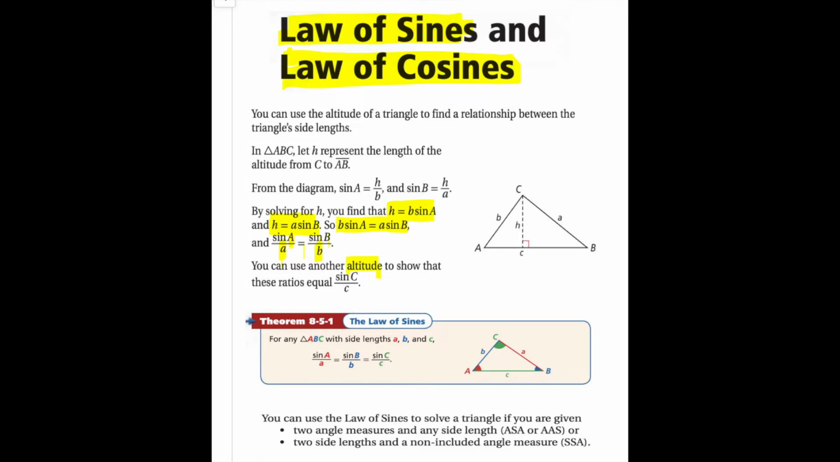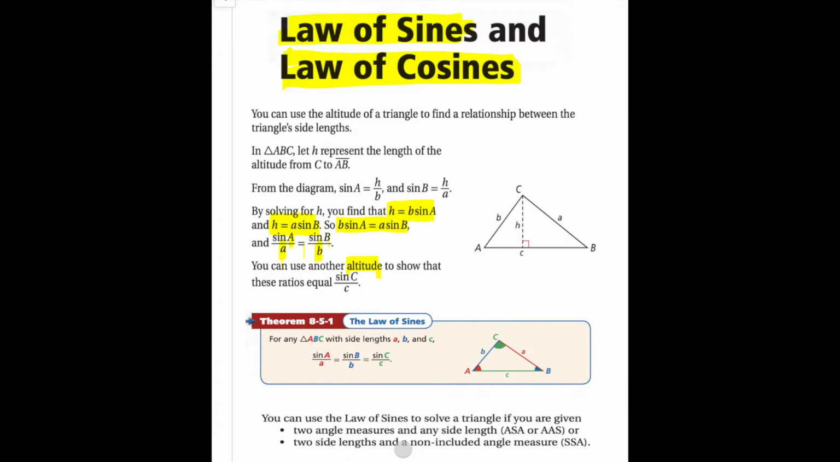And when do we use this? You can use the law of sines to solve a triangle if you are given two angle measures and any side length. Doesn't matter if it is an included side. Look at the way they write it, like S is in the middle of A and A. That means S is an included side, or S can be an excluded side as well. So you can write AAS.